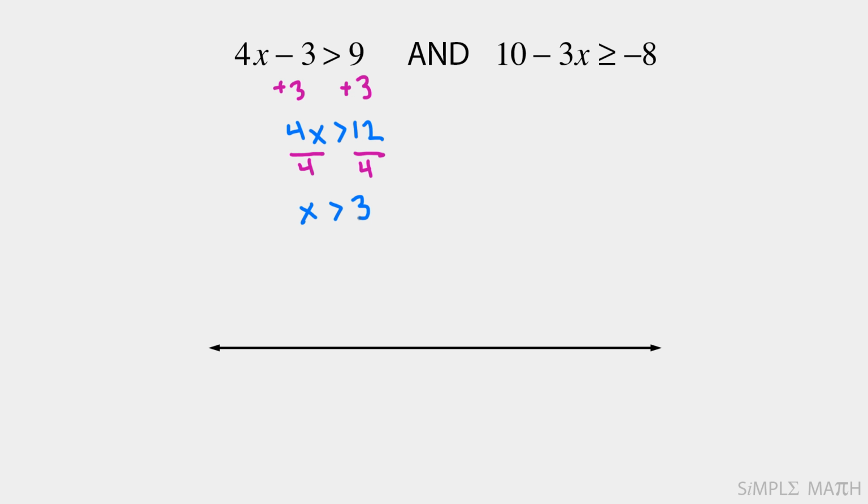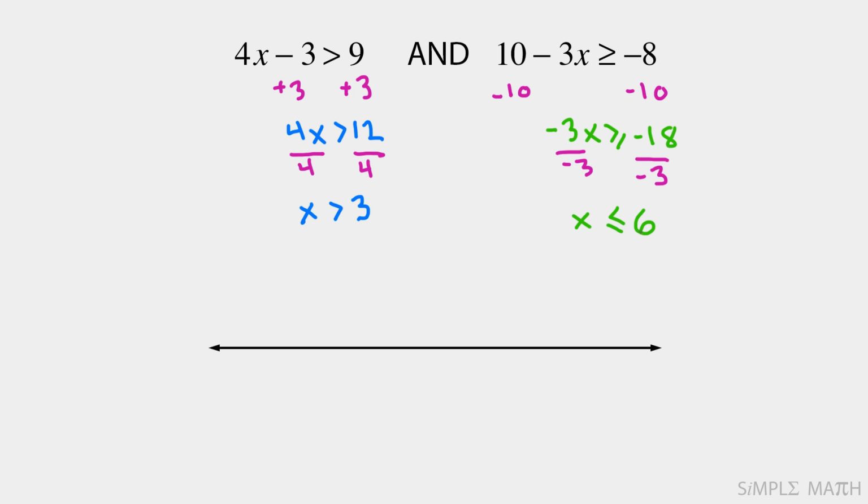Now let's solve the inequality on the right. Here we'll subtract 10 from both sides and then divide by -3 to get x is less than or equal to 6. Don't forget to switch the direction of the sign because we divided by a negative number. Next, we'll combine these two ranges of values into our solution set.